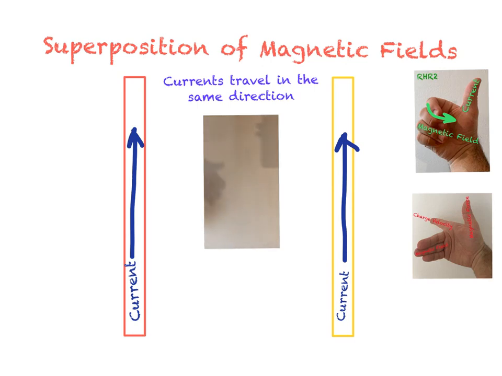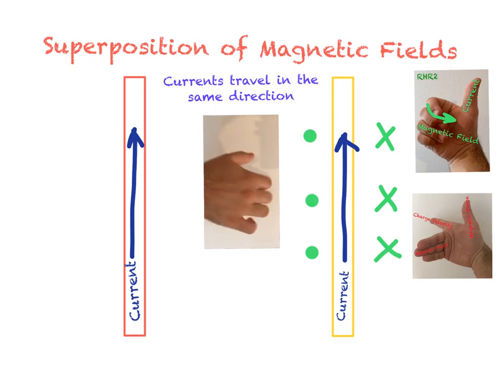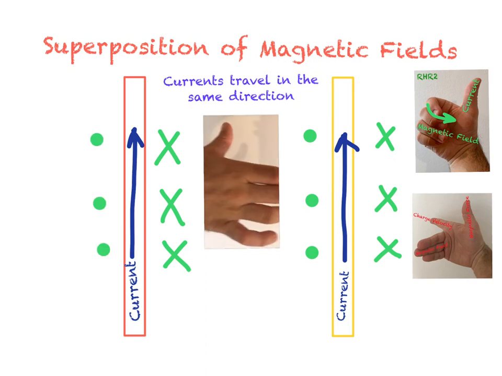So for the wire on the right, what I would say is my thumb needs to point up the plane of the page, and I would see that on the right-hand side of this wire, the magnetic field points into the screen, and on the left-hand side of that wire, the magnetic field is pointing out of the screen. Now if I do the same thing for the wire on the left, I see the same situation. I see that the field is pointing in on the right and out on the left.